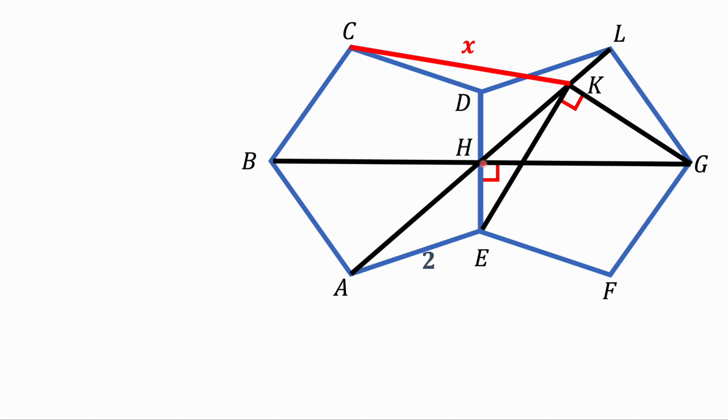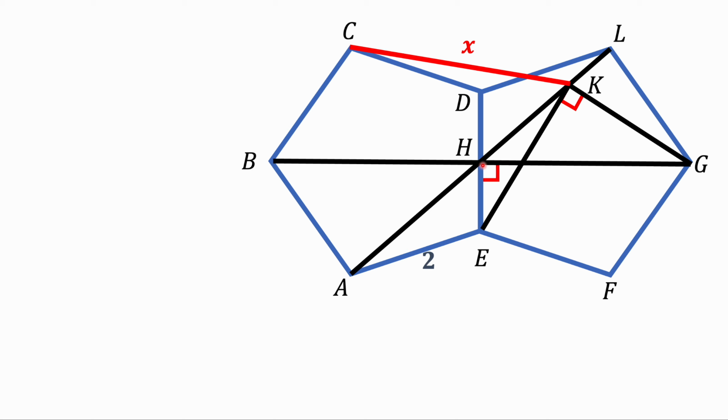The other interesting thing is point H. This is actually a point of symmetry. And the line AL goes through the point H. Now, what else can we find here?